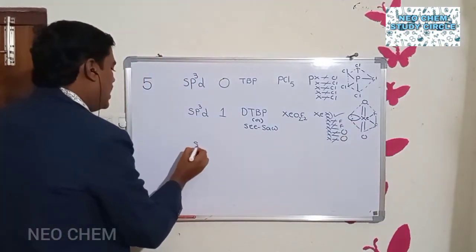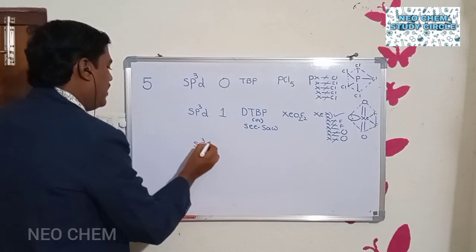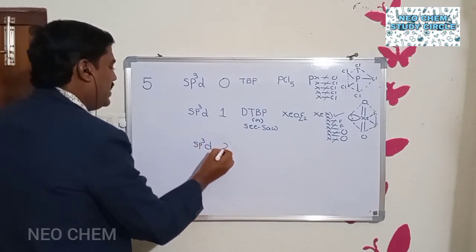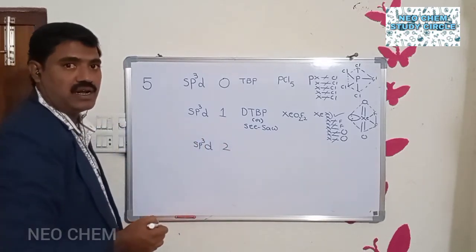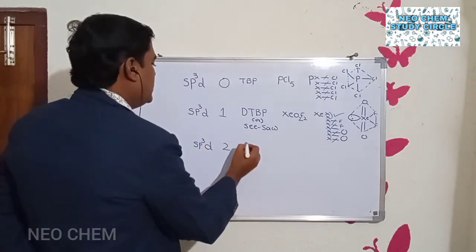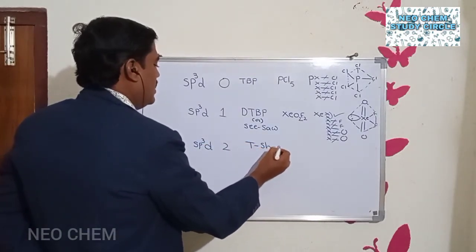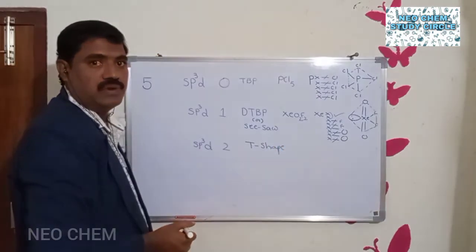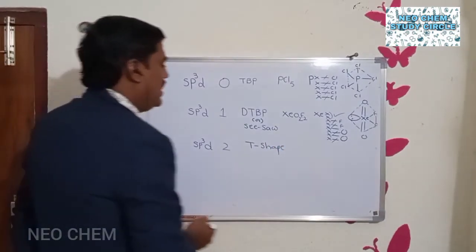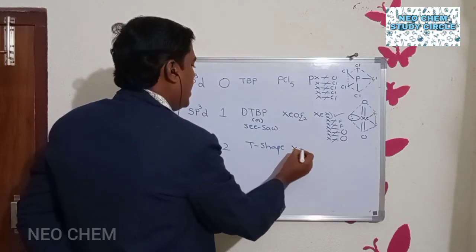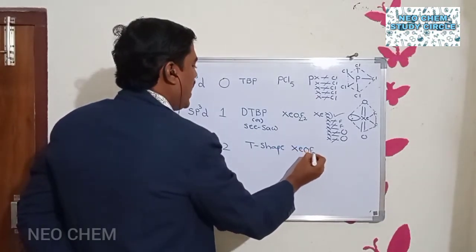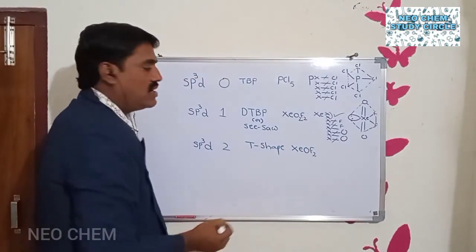Next, after sp3d hybridization, if 2 lone pairs are there over the central atom, then the geometry is capital T shape. Capital T shape. Now let us take one example: xenon oxydifluoride.